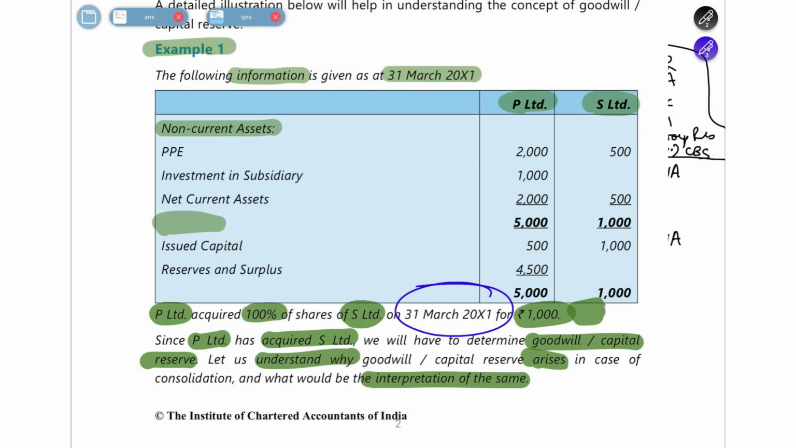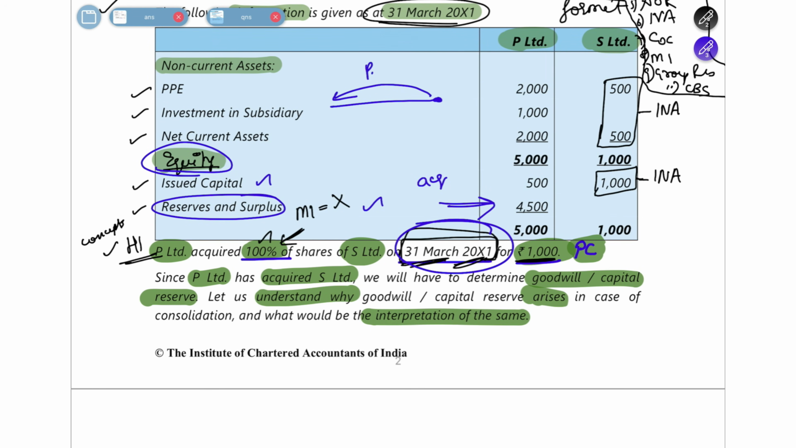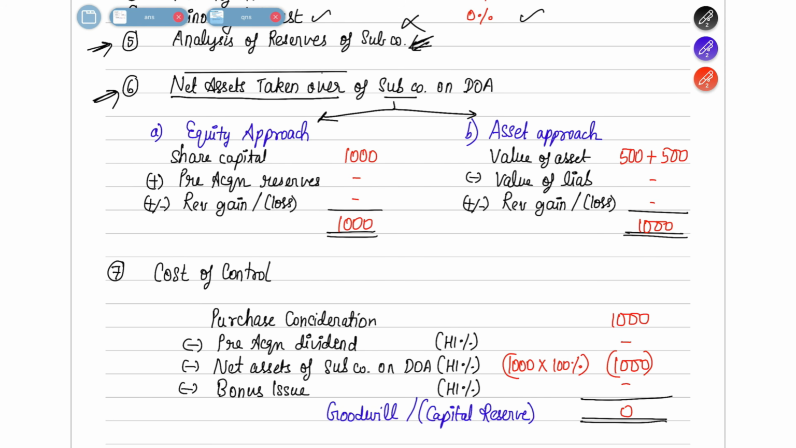If we go back to the question, in the equity approach, I told you that you have to take the share capital as well as the pre-acquisition reserves. So here the entire reserves which are given here are pre-acquisition reserves only, because we are acquiring the company on the last date of the year. So the entire reserves collected during the year is a pre-acquisition reserve only. So when you come to this net assets taken over, the step number 6, in the subsidiary company, what is the share capital, what is the pre-acquisition reserve, what is the revaluation gain, you have to write.